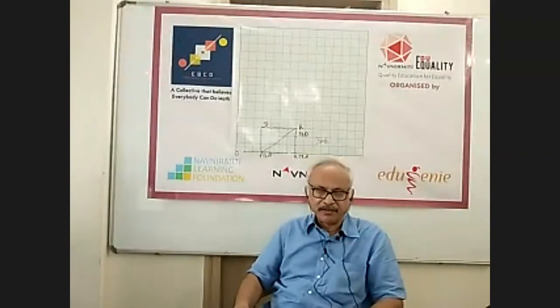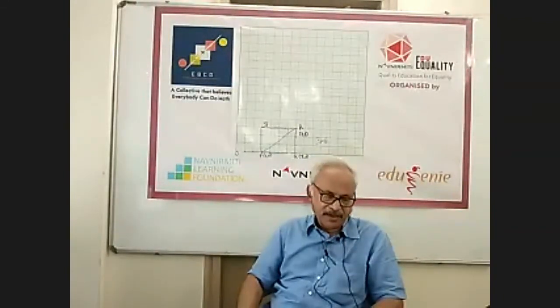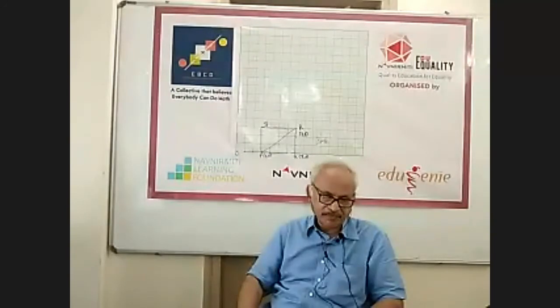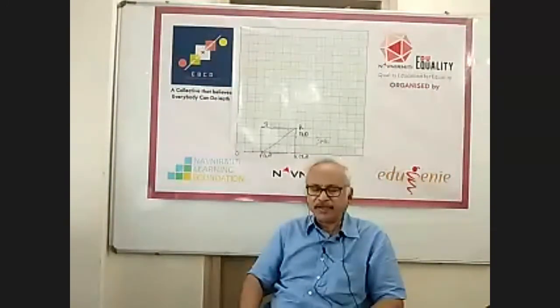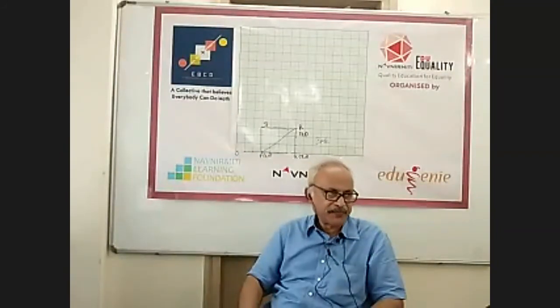Sir, my line is 5.1 centimeter at diagonal. When you measure something, it's always a little here and there. Somebody may get 5.1, somebody may get 4.9, some may get exactly 5.